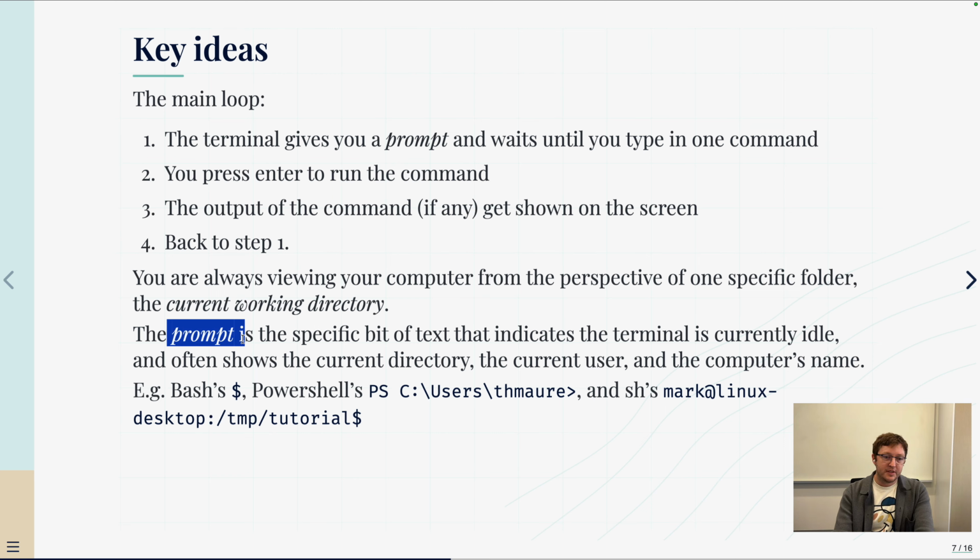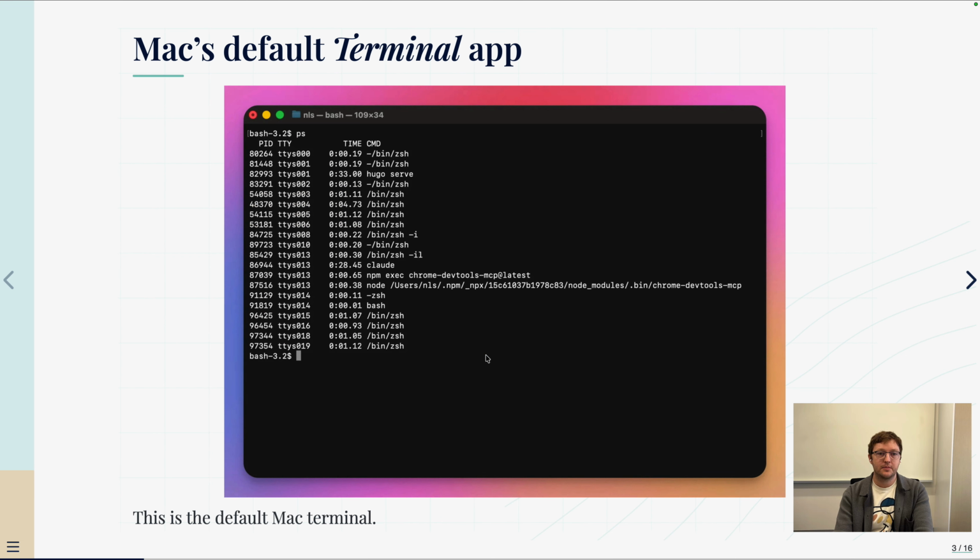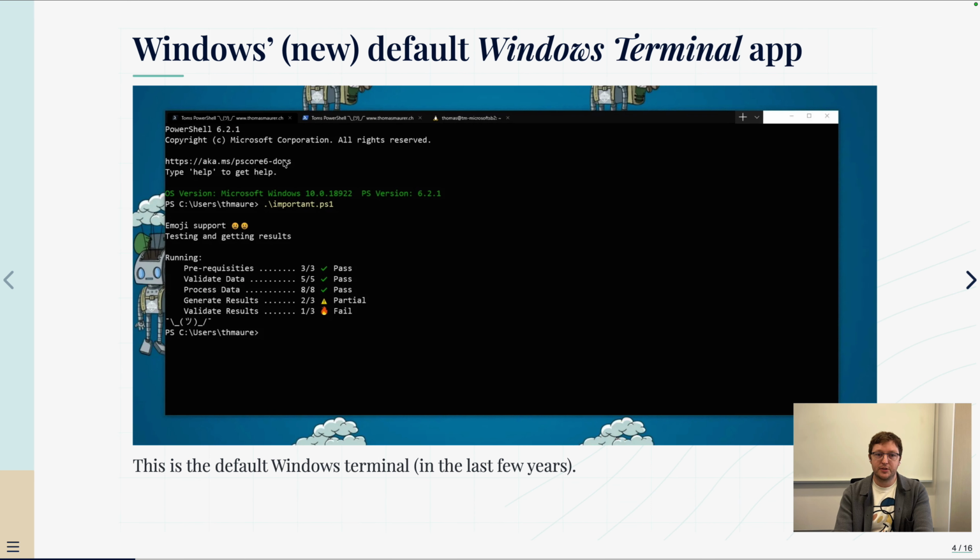The prompt is the name for that bit of text that the terminal gives you to let you know that it's waiting for you to do something. And it often has a bit of information in there too. Like if we go back to the previous pictures here, this one, the prompt is sort of this $, and it tells you the name of the shell that is running in the background, bash 3.2.